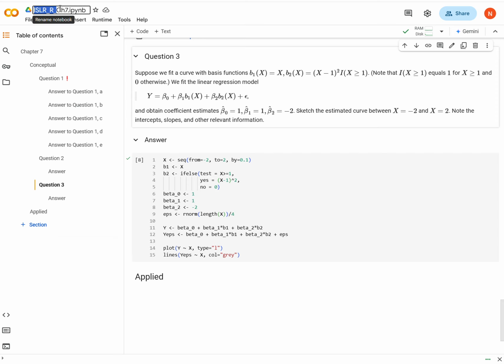Introduction to Statistical Learning, Chapter 7. We're in the conceptual questions, question number 3.